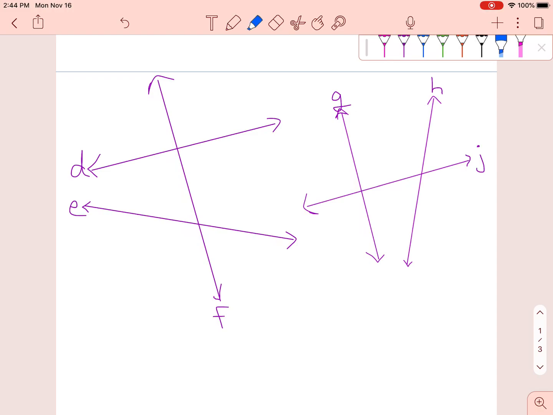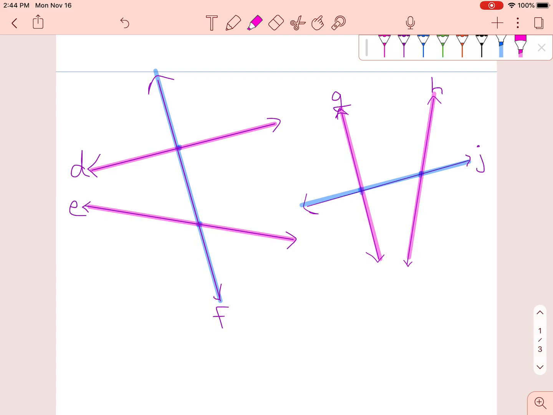So I'm going to highlight my transversal in blue. So in this picture, F is my transversal. In this picture, J is my transversal. And again, you can see those are the lines that are intersecting the other lines at two distinct points. So those are my transversals. The other lines, I call them my sandwich bread lines. Okay, I'm going to highlight those in pink. So here's my sandwich bread lines, and in pink right here.